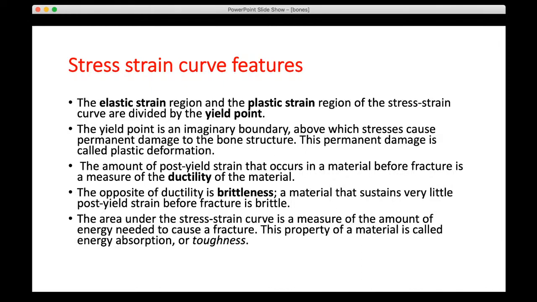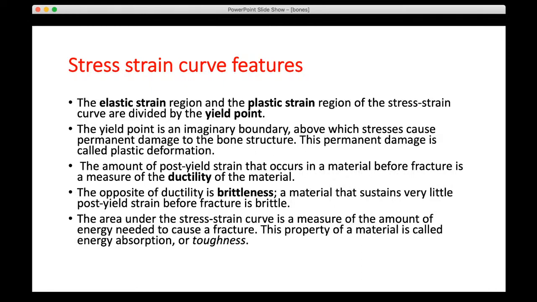On the other hand, if the material is ductile, like plastic which you can deform a lot by pulling, that will have a longer strain area. Otherwise, it will break. So bones will break because bones have poor ductility. Number four, the opposite of ductility is known as brittleness. So bones are basically brittle, and they have high brittleness. A brittle material sustains very little post yield strain. This is a feature of bone. Bone sustains very little post yield strain, and then fracture will happen.